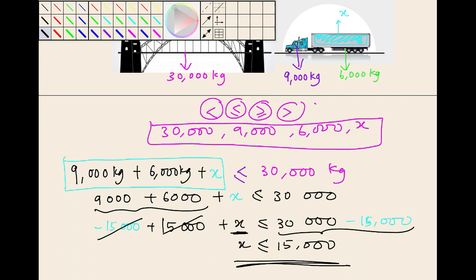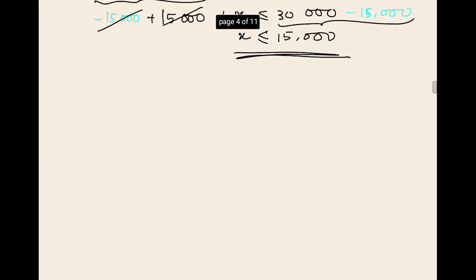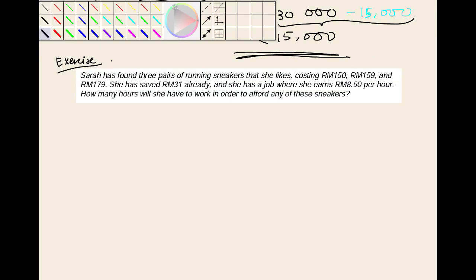Okay, is it clear? Now I want you to try and solve another problem. Solve this exercise. Sarah has found 3 pairs of running sneakers that she likes. One costing 150, another 159, another one 179. She has saved 31 ringgit already, and she has a job where she earns 8 ringgit 50 cents per hour. How many hours will she have to work in order to afford any of these sneakers? Try to write an equation that contains inequalities, and then solve for how many hours she will have to work to buy any of the sneakers. On Thursday, you can share your answers and I will share the solution. Try to do this on your own.